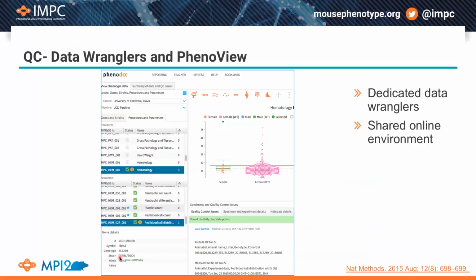All data is, as I mentioned, passed through the data wranglers at MRC Harwell, and we have a data wrangling platform we call PhenoDCC, where data is shared between the Data Coordination Center and the individual institutes providing data, and it allows wranglers to mark up abnormal data. Like here's a female control, and this is a mouse that has a weight that is much too high, and it's probably a decimal point shift. And so we can highlight that. The centers can look at that and say, yes, that was a mistake, and correct it, and we keep records on that. So it's very high quality data.